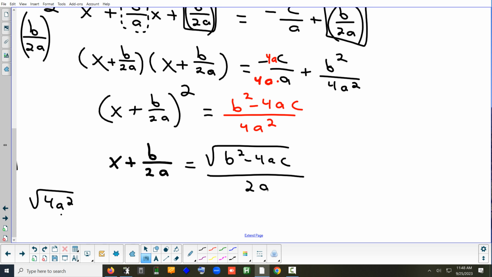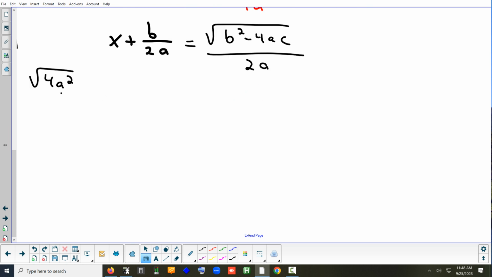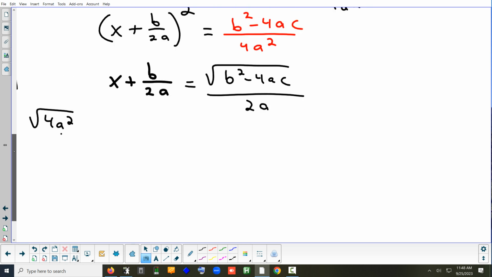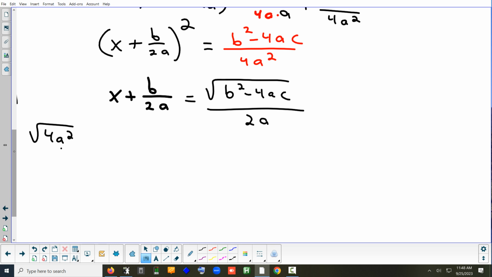Now, we don't really have that much more to get x by itself. What would be my last step to get the x by itself on the left side? Subtract b over 2a. Yeah, and the nice thing about subtracting it is it already has the same denominator as what's on the other side, so we're going to be able to just write one big denominator all over 2a.